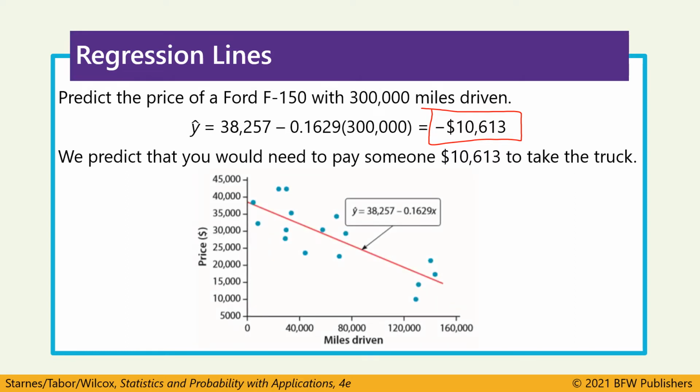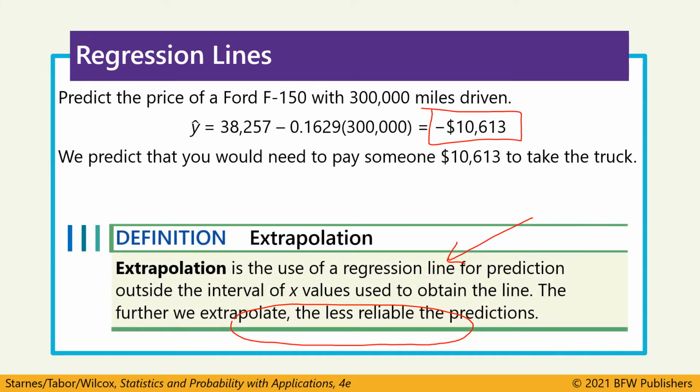There's a reason this happened, and it's because we're plugging in a value that's so far outside the range of all the data points. All our data points, these blue points in our scatter plot, are between 0 and a little over 150,000. This red line of best fit is used to make predictions in that range. If we're predicting outside of that range, it's no longer reliable. This is called extrapolation, when we're plugging in a value that's far outside the range of the data used to make our equation.